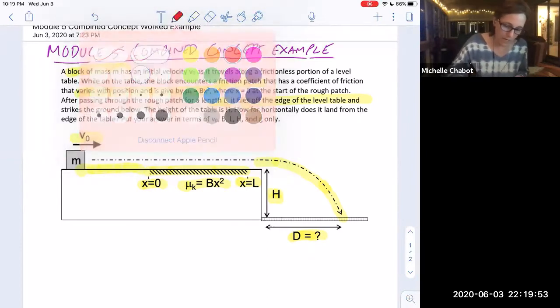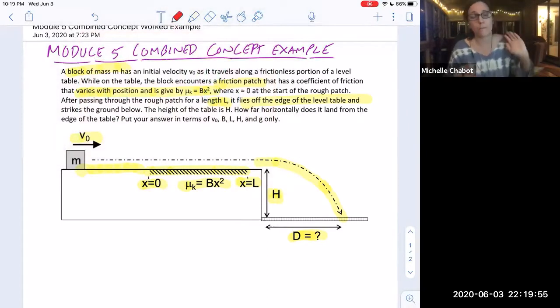The reason I know that it is a two-step problem is because I can think about the motion and what's happening. So for example, the block comes in, there's nothing that's happening from this image in the picture until it hits the rough patch. So there's nothing there. There's nothing to analyze. So that doesn't count.